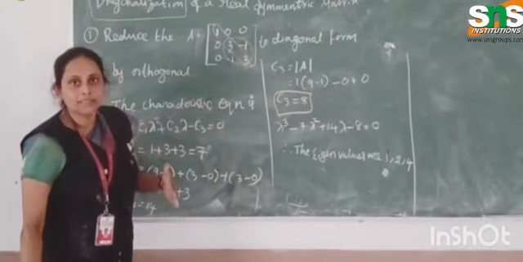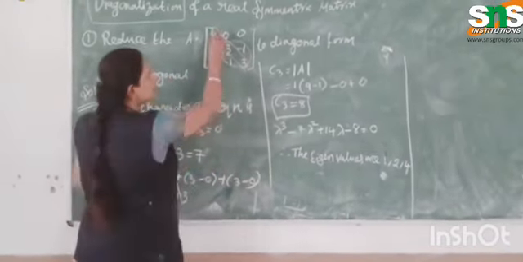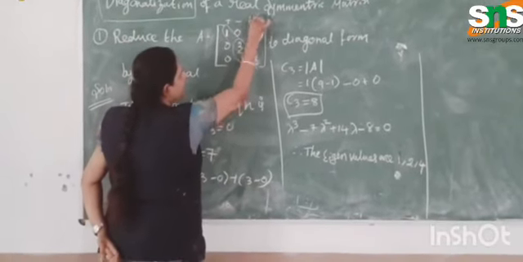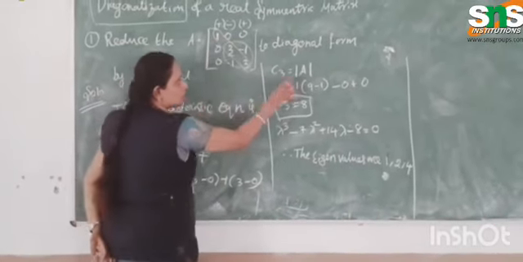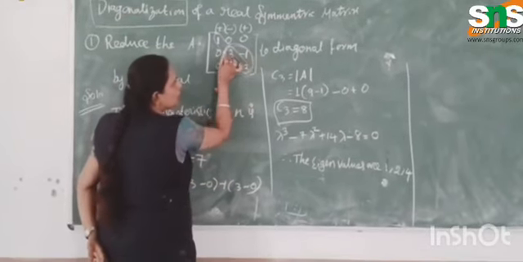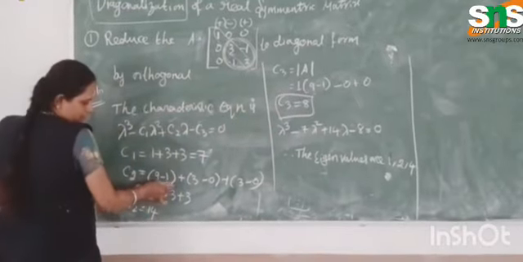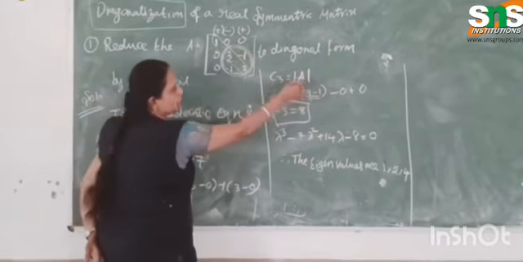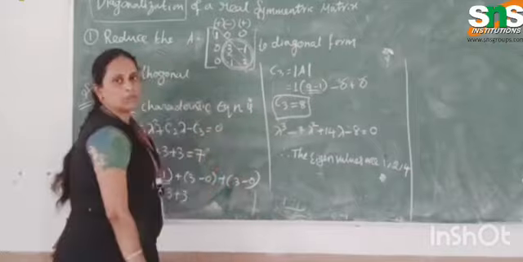Next we find c3. c3 is the determinant of A. In this determinant, we use the signs plus, then minus, then plus. Here we take 1, and the remaining determinant is already solved, that is 8, so we put 8. Then 0 into anything is 0, so we put 0. So the c3 value is 8.